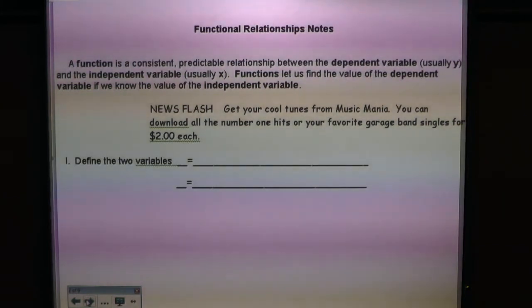Today's lesson deals with independent and dependent variables. We're also talking about what we call functional relationships.